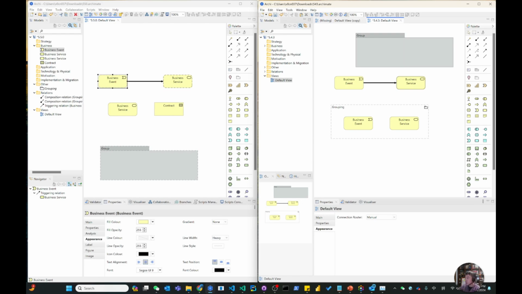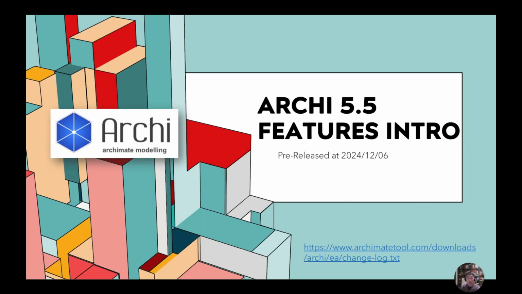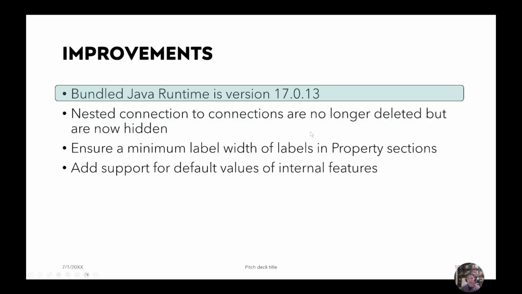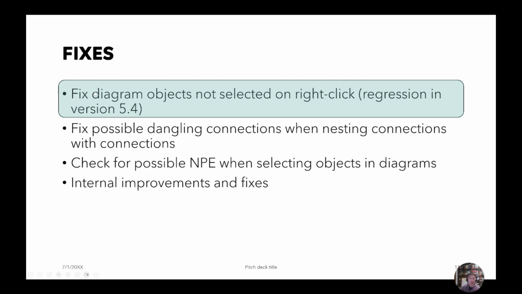So with that, I hope you get some feeling of what the coming 5.5 will look like: adding some styles, deleting containers without deleting children, adding a view to your model tree, and the user property having some selection advantage in the tree search filter. These two are number 3 and 4. And the diagram connections are now hidden when nested. And here we have a higher version of the JRE, and also a fix for this right click bug, I should say.